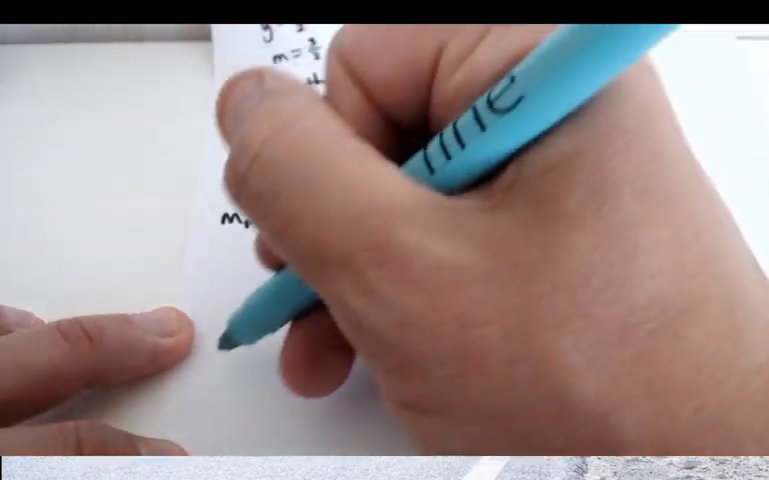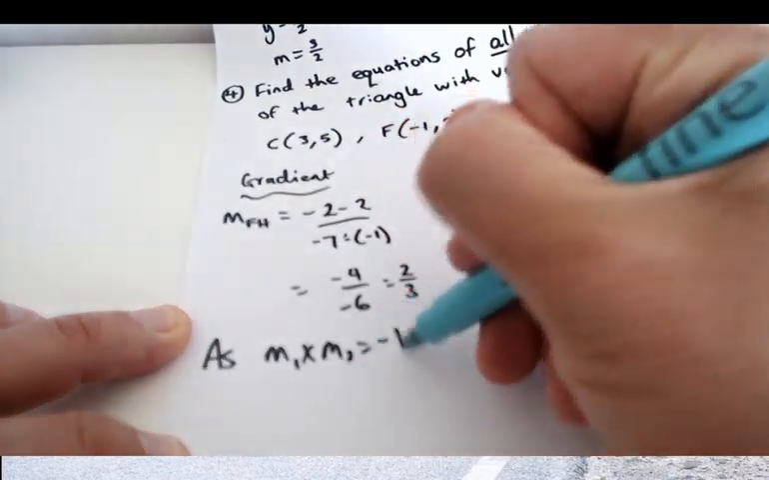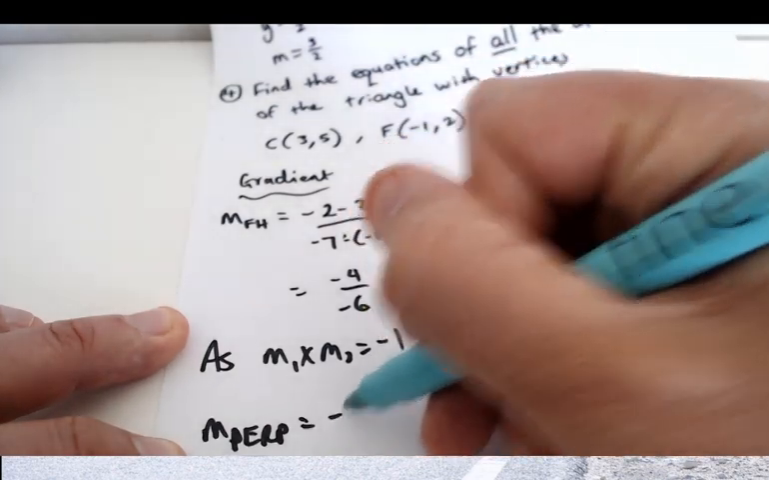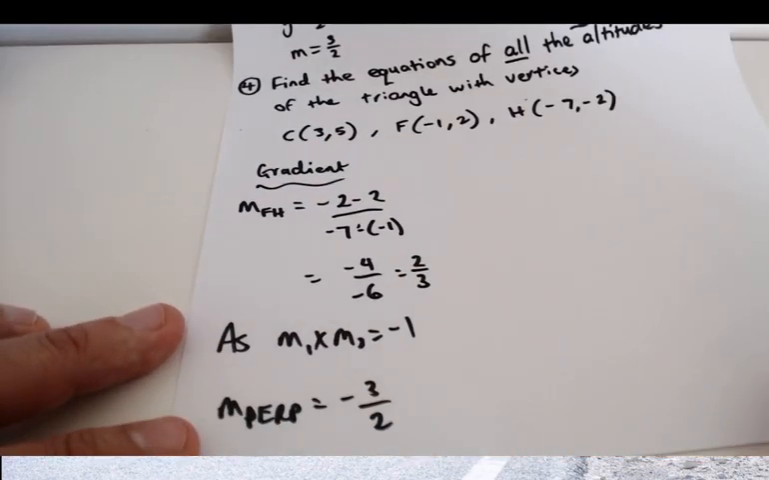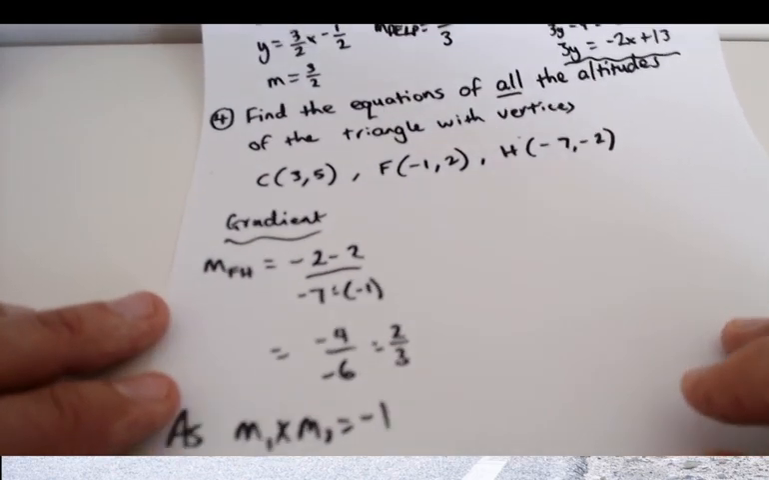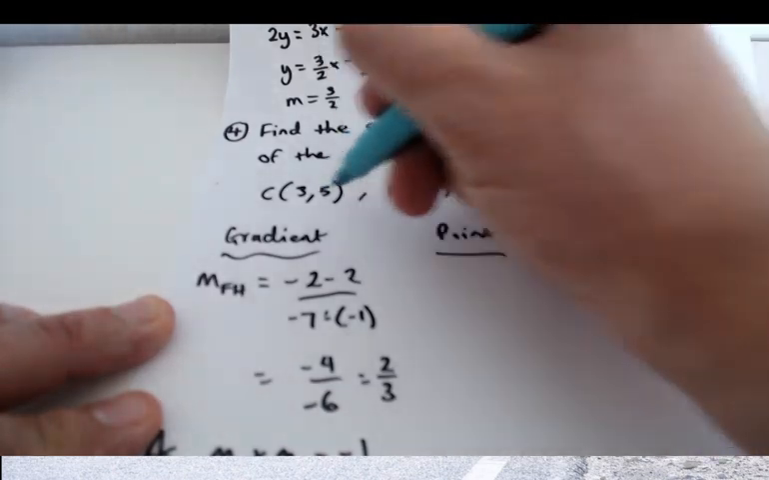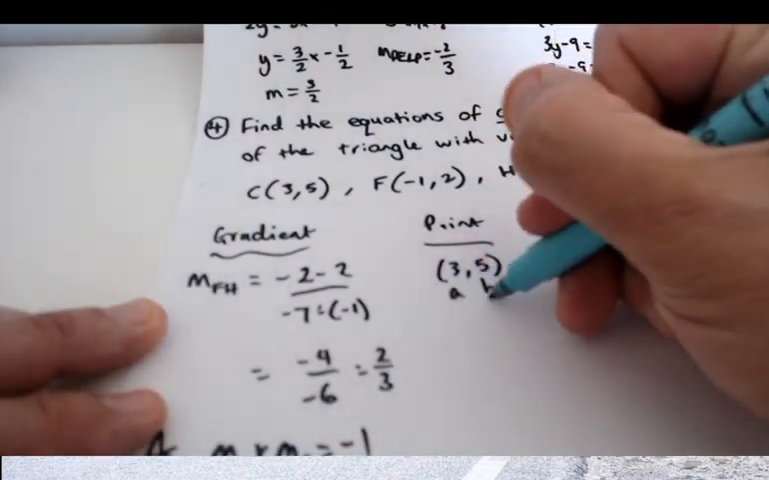That's not the gradient I want. I want a perpendicular gradient, so I write out my wee line. I do my perpendicular gradient, I turn it upside down and I change the symbol. I get -3/2. Right, point. This is the altitude from C. So my point is C, which is 3,5.